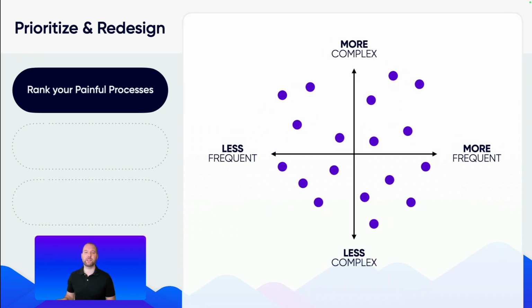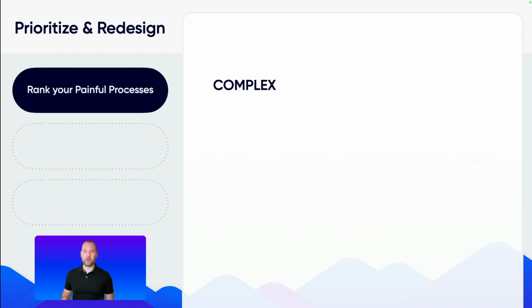You can think of this in a quadrant diagram where you've got 2 factors, complexity and frequency. Now in this diagram, the higher up a dot is, the more complex it is. And the further to the right, the more frequently that process happens. Now I know complexity can be subjective because sometimes it's the people that are part of the process that make it more or less complex. But I've got 4 questions you could ask.